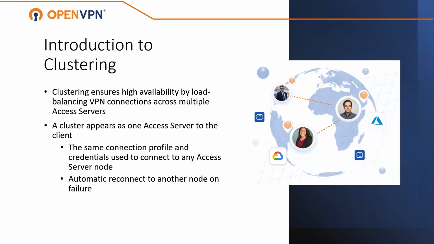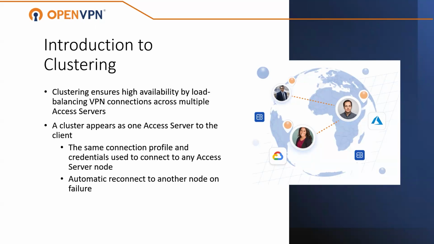So moving on to introducing clustering. What is access server clustering? Simply put, it is a collection of access servers that are working together to appear as one big logical access server to your VPN clients or your remote workers. What I mean by that is, for the user, there is no difference, and the user is unaware of which access server in the cluster they are being connected to. It's the same connection profile and credentials.